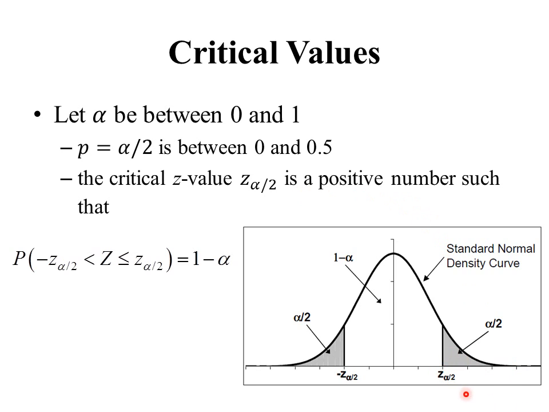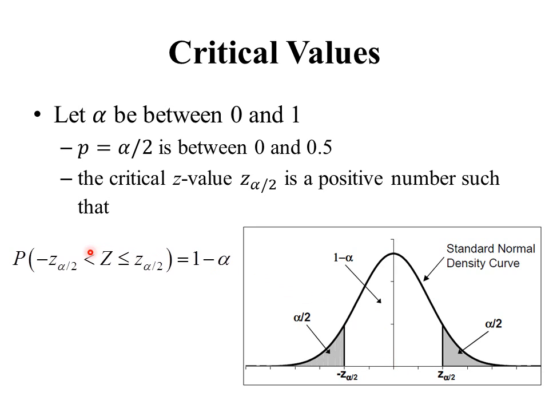in our picture we have z sub alpha divided by 2, and the area to the right of that is alpha divided by 2. And then here's negative z sub alpha divided by 2. The area to the left of that is alpha divided by 2. And so the sum of these two shaded areas is alpha. And so that means the area of the unshaded region here is 1 minus alpha.